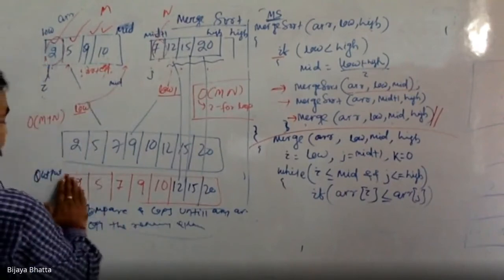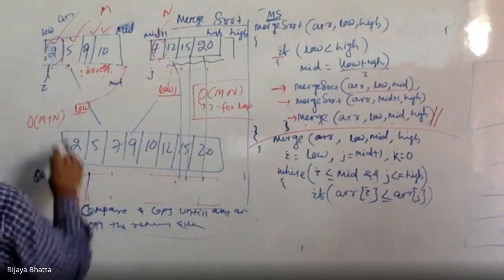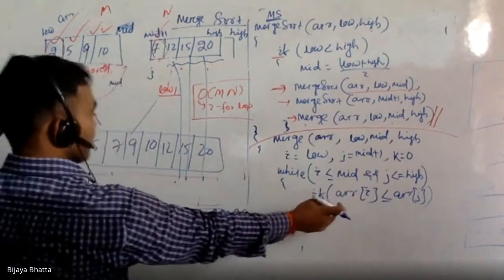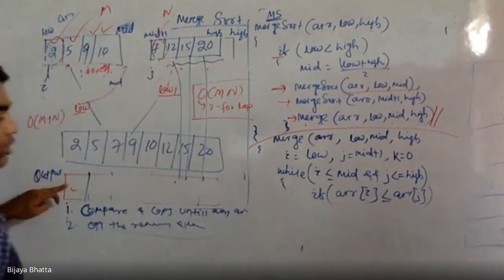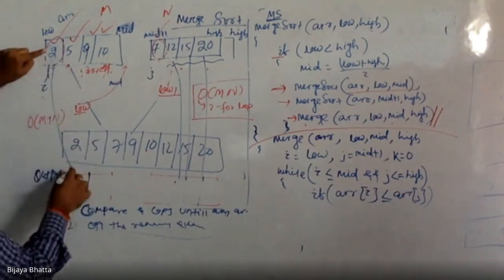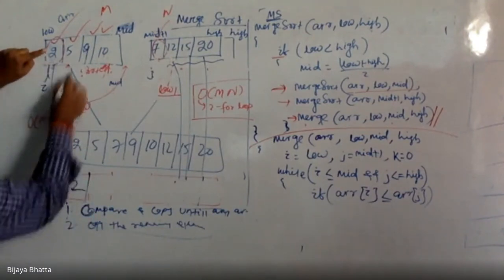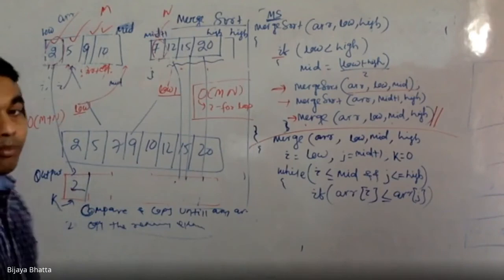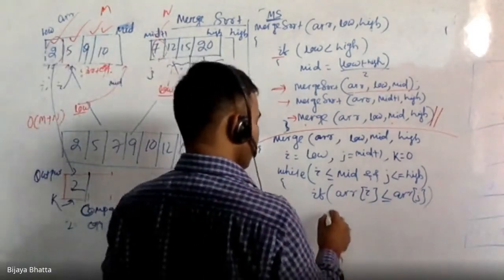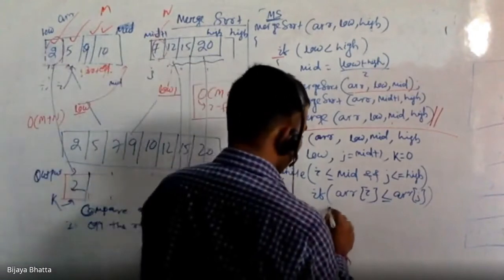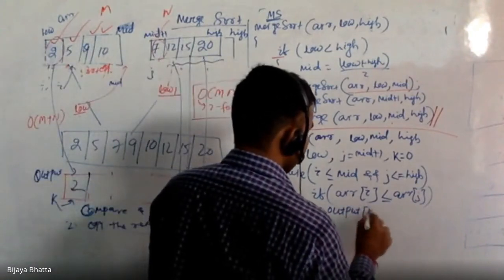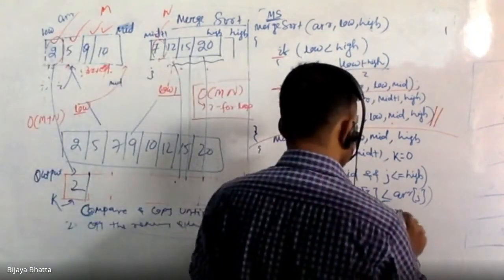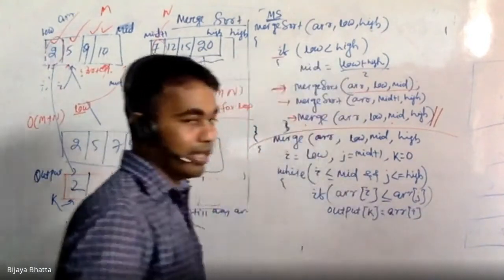So let me erase this and do it. Now i is here, j is here, and you are comparing these two elements. This arr of i is less than arr of j. Yes, it is less. So you will copy this element from here to here, and move the pointer i forward, and k will also be modified. This is the output array, so output of k, this is very important, you put arr of i.